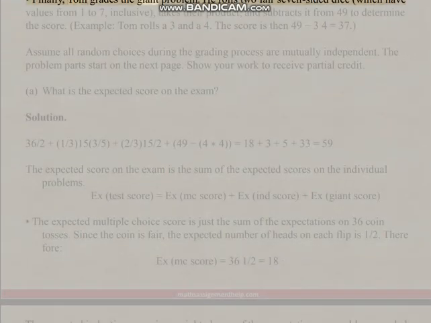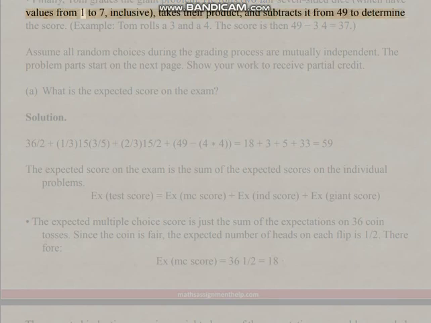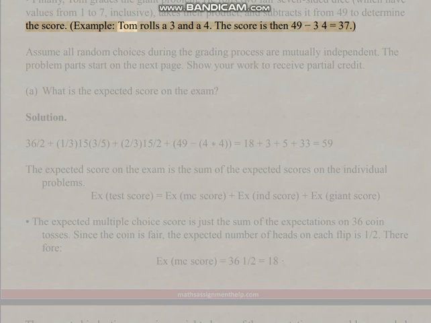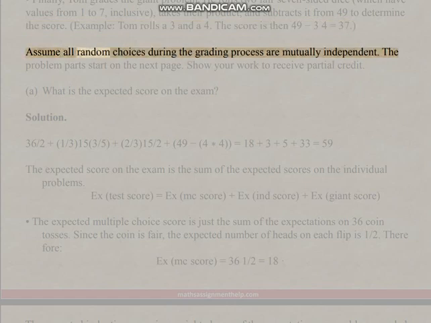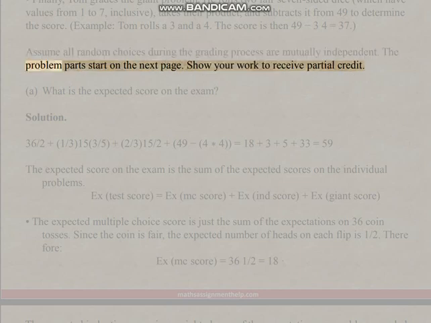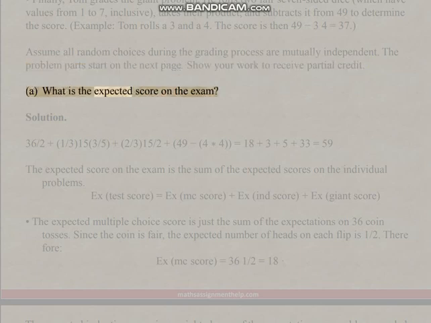Finally, Tom grades the giant problem. He rolls 2 fair 7-sided dice, which have values from 1 to 7, inclusive, takes their product, and subtracts it from 49 to determine the score. Example, Tom rolls a 3 and a 4. The score is then 49 minus 12 is equal to 37. Assume all random choices during the grading process are mutually independent. The problem parts start on the next page. Show your work to receive partial credit. A. What is the expected score on the exam?